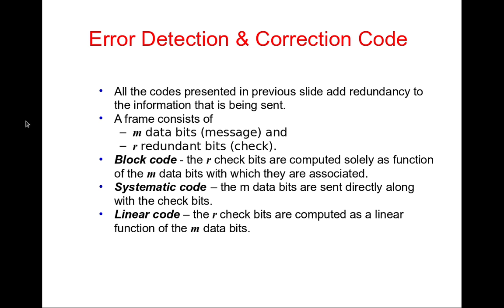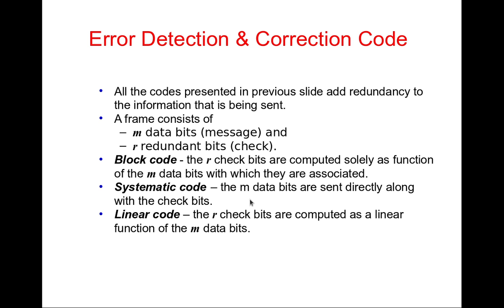Now here, the frame which is being sent from the data link layer will consist of M data bits. This is called the message, and based on those M bits, there may be some redundant bits which are called R. So M are the data bits and R are called the redundant bits or check bits. There are 3 types of codes. One is called the block code, next is the systematic code, and third is the linear code.